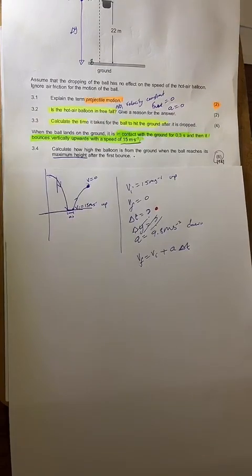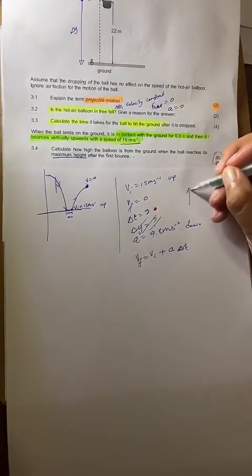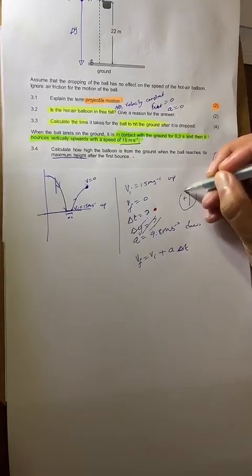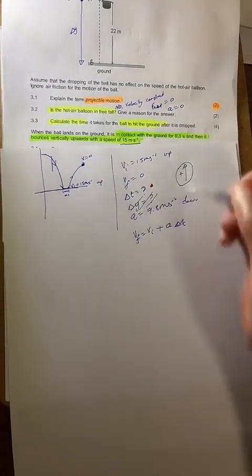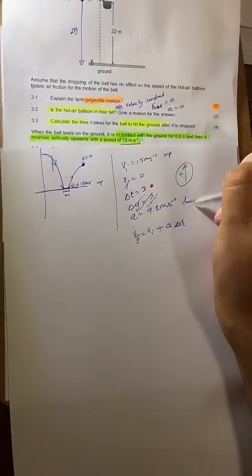You can change your direction at any point. You don't have to keep it. If you chose down positive in the previous one and you want to change later on, you can choose up positive. As a matter of fact, I'm choosing up positive here. And let's solve now. So this one will be positive, this will be negative.